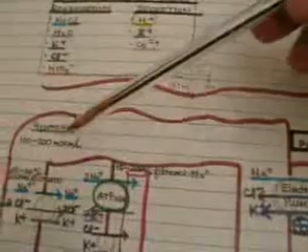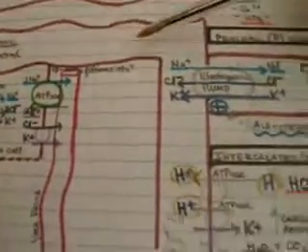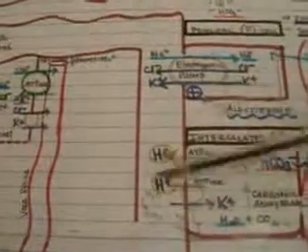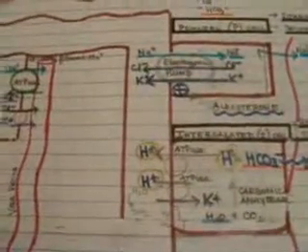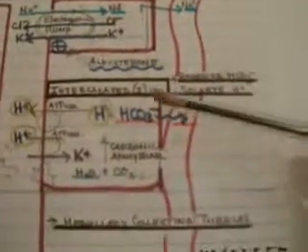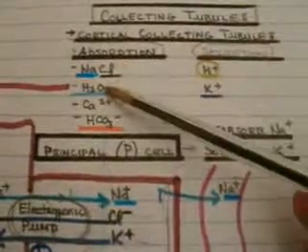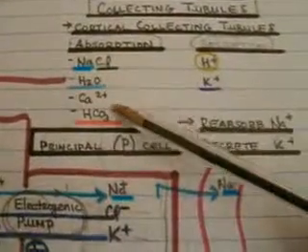So if we look in more detail at the collecting tubules, we can see that this is where the hypotonic solution from the loop of Henle enters into the distal convoluted tubule and now enters into the collecting tubules. So the first thing that we need to do is differentiate between the cortical collecting tubules and the medullary collecting tubules. We can say that the cortical collecting tubules are involved with the absorption of sodium and chloride, water, calcium, and bicarb.